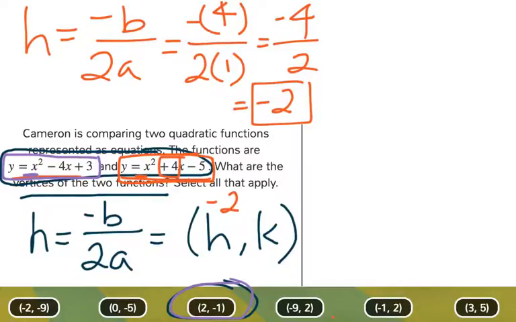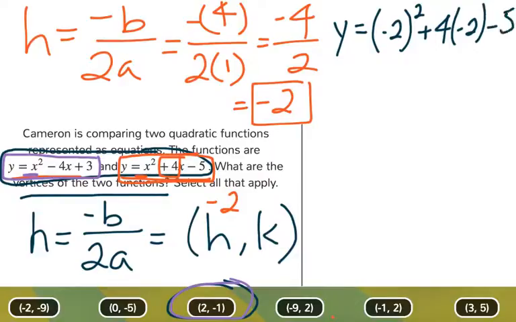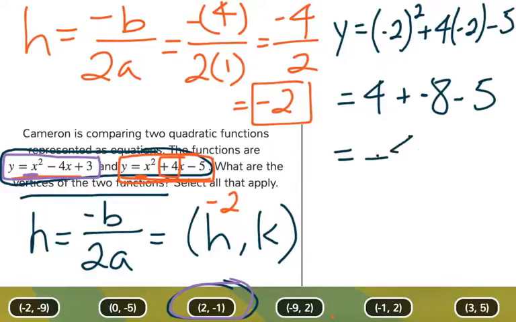I'm plugging that back into the original equation, y equals x squared plus 4x minus 5. So instead of x, I'm putting negative 2: negative 2 squared, plus 4 times negative 2, minus 5. Negative 2 times negative 2 is positive 4, plus 4 times negative 2 is negative 8, minus 5. 4 plus negative 8 is negative 4, and then minus 5 gives me negative 9. So my k value here is negative 9.